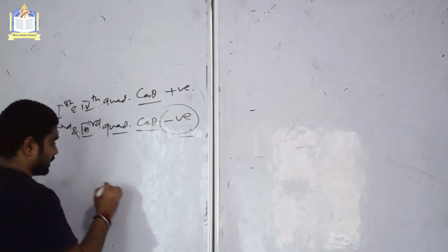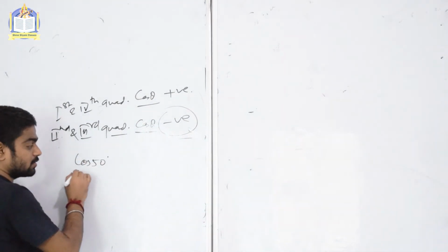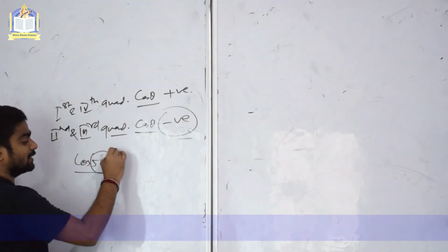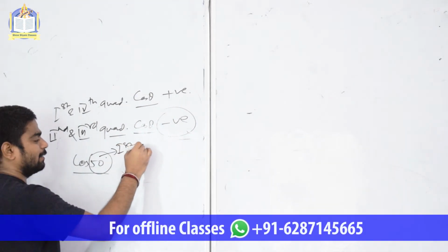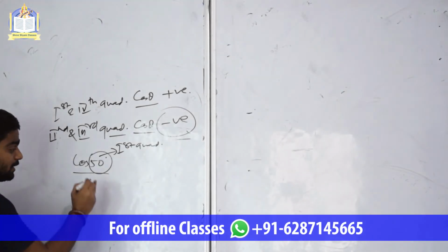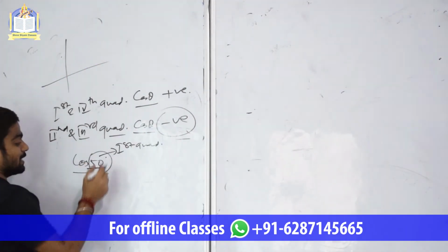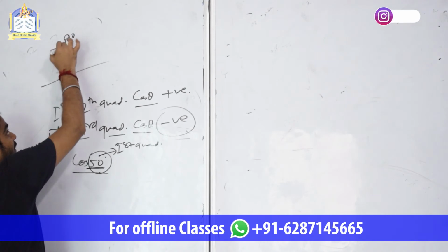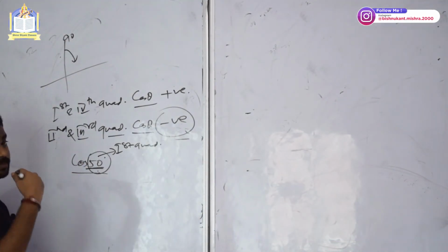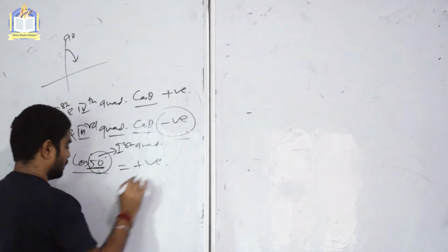So suppose we are required to find cos 50 degree. Definitely this 50 degree lies in the first quadrant, because this is 90 degrees, so 50 degree will be around this angle. And we know that in the first quadrant the value of cos theta is positive, so the value of cos 50 degree will be definitely positive, right?